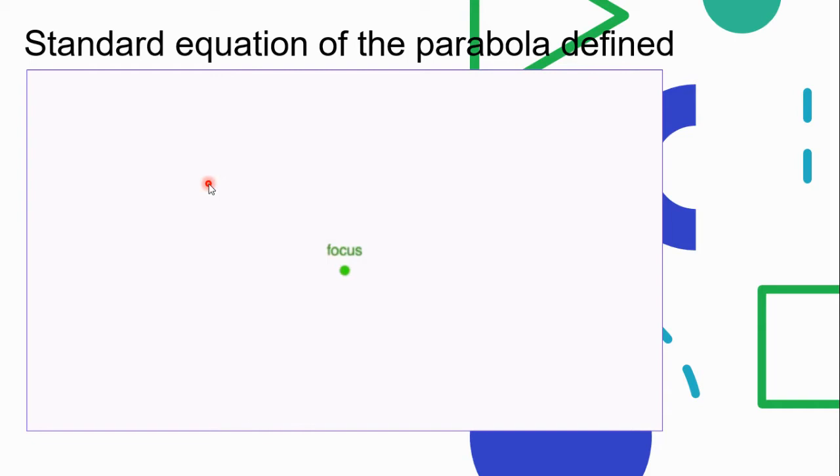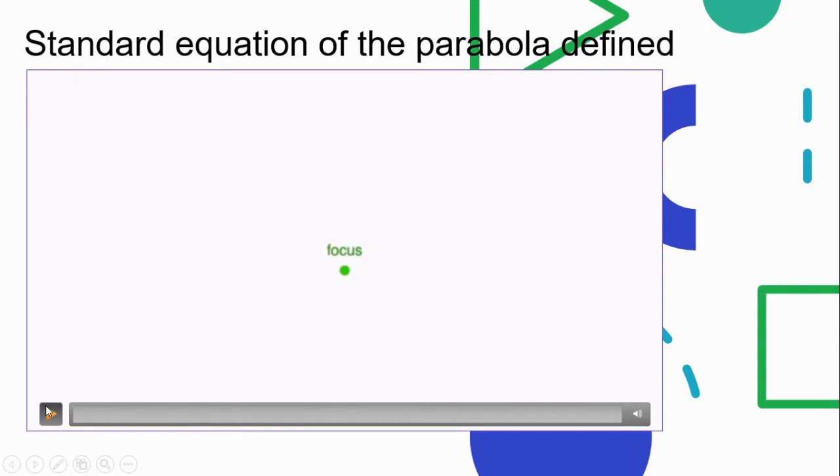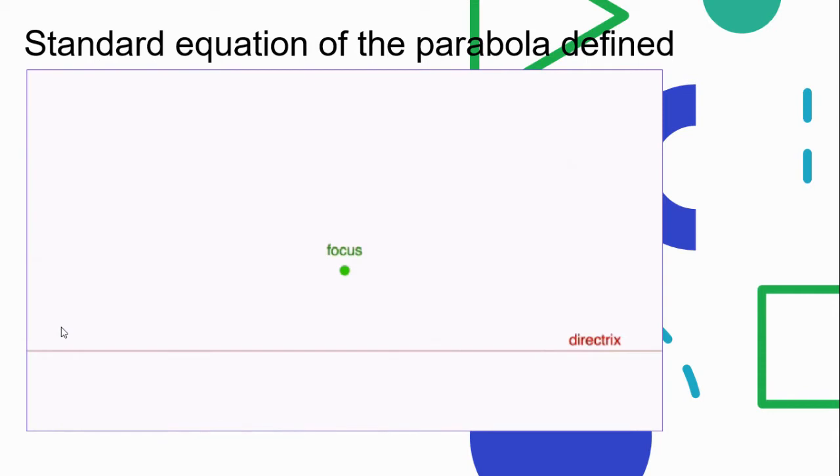So how was the standard equation of the parabola being derived? Let us watch the video for a while. Okay, so naa tay focus, the green point. Okay, and naa tay directrix nga red line. Okay, so the black point is our vertex. So nakita nato nga si focus to the vertex is the same with the vertex to the directrix.